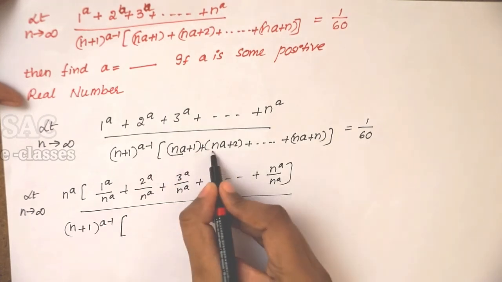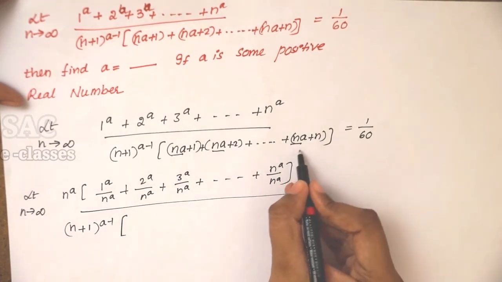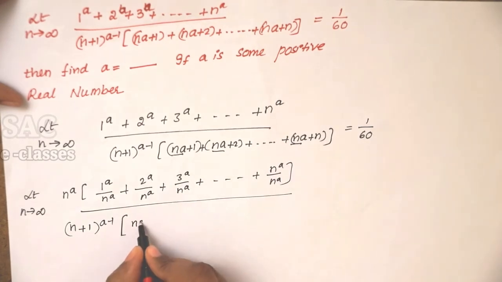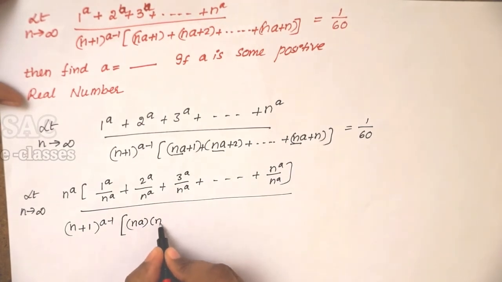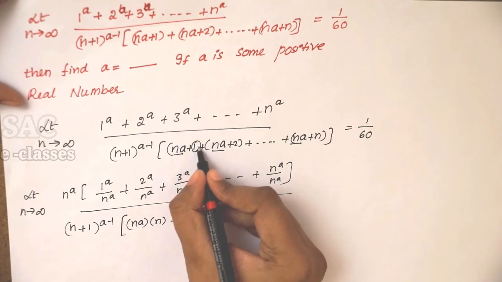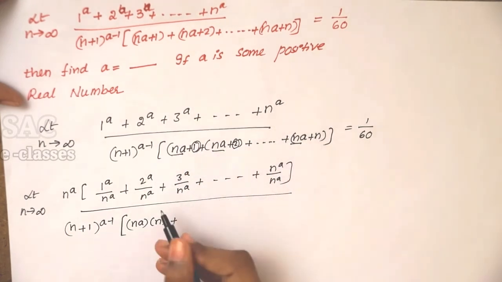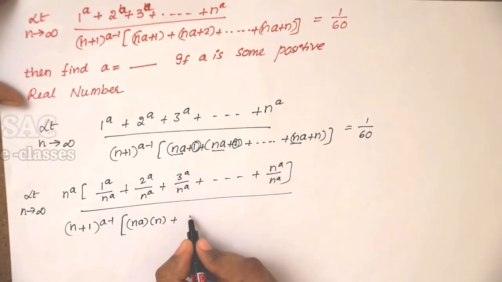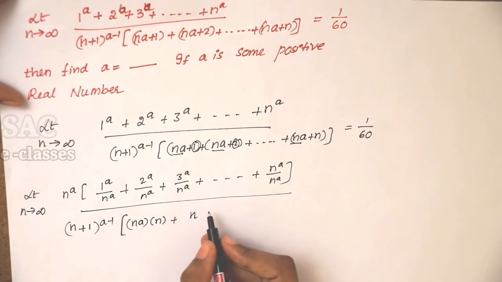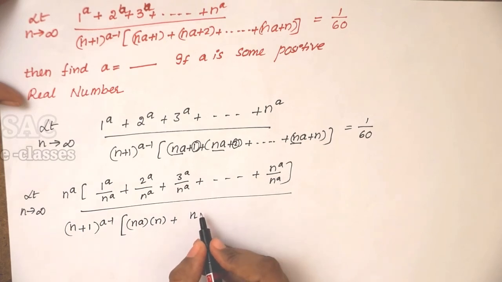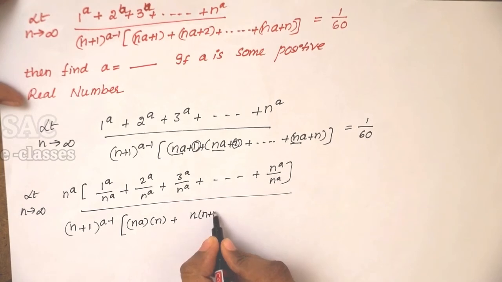Clearly, how many na terms are there? N terms are there. So, na into n. Later on, what numbers are there? All natural numbers from 1 to n. You know that the sum of the first n natural numbers is n into n plus 1 by 2.